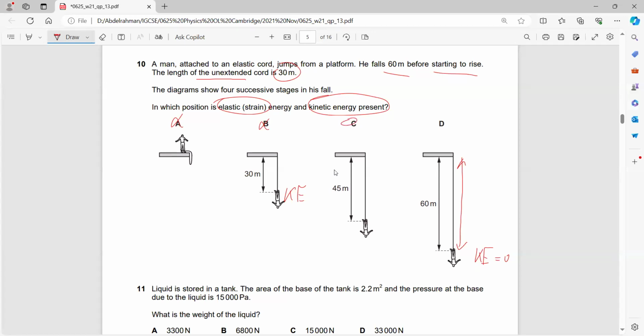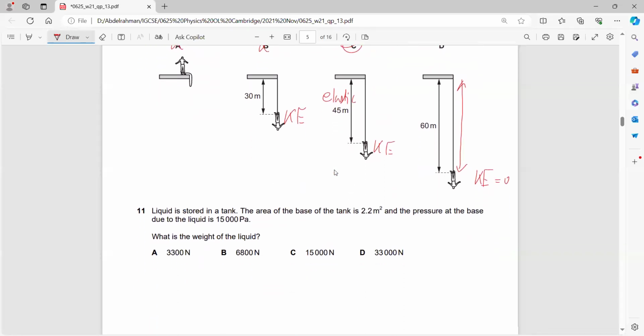Why is it C? Because at this position, he still has some kinetic energy. He's still moving downwards, and the cord is still being pulled. It has some elastic potential energy. It's being pulled in C. C is the only right answer.